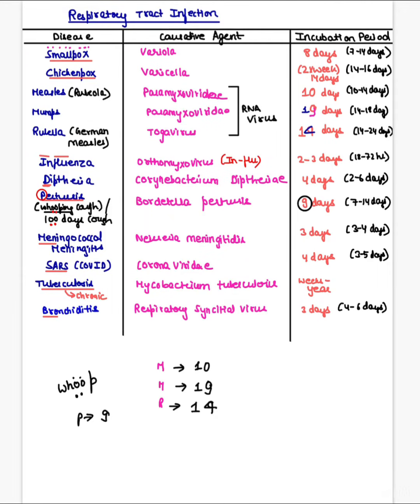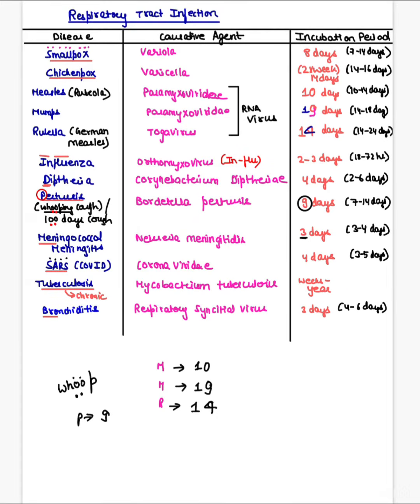Now coming to meningococcal meningitis. This is caused by Neisseria meningitidis, which is a capsulated organism, if you can recall from your microbiology. So remember meningitis 'man', that is 3 days, 3 to 4 days is the incubation period. Now coming to SARS, the COVID virus, caused by coronavirus, and SARS is 4 letters, hence 4 days, no confusion.